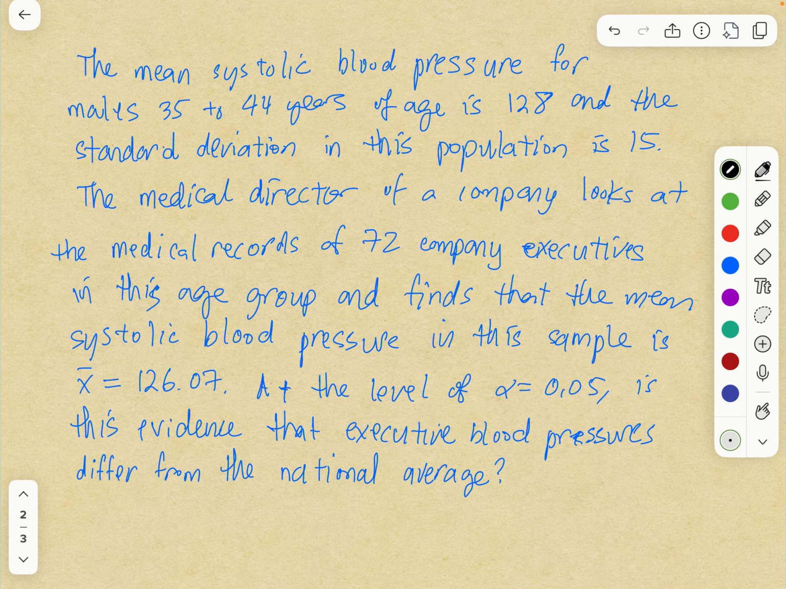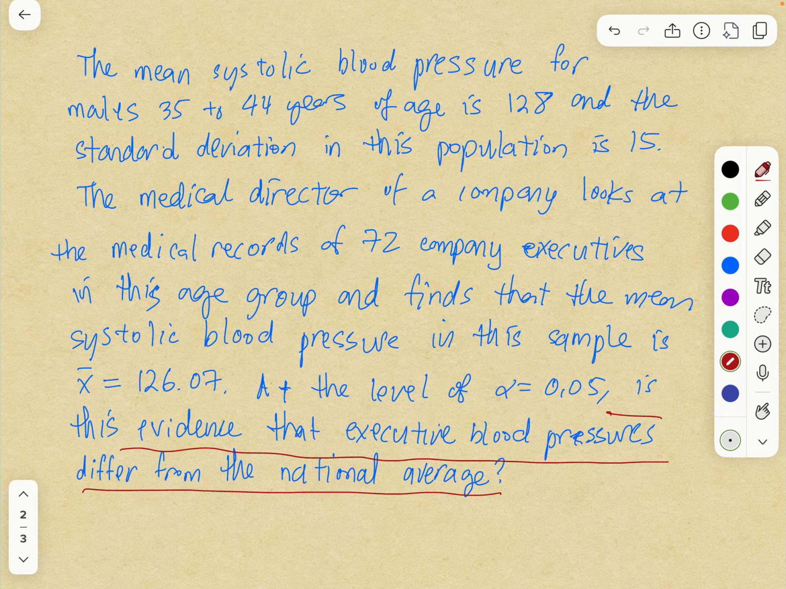So, to do the hypothesis test, to answer this question, we need to know what our null and alternative hypotheses are, right? So it says that the mean systolic blood pressure for males 35 to 44 years of age is 128. And the question is asking, is there evidence that executive blood pressures differ from the national average? That is, the blood pressures of executives, right? The medical director was looking at the records of 72 executives, and their mean was 126.07.